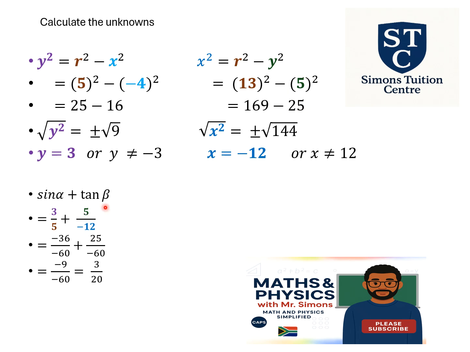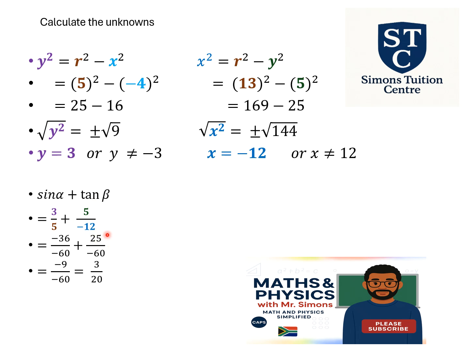So sine alpha plus tan beta. Alpha sine is y over r, my y is 3 and my r is 5, so therefore 3 over 5. Tan beta is from this side, so tan is y over x. So my y value here is 5 and my x value is negative 12.